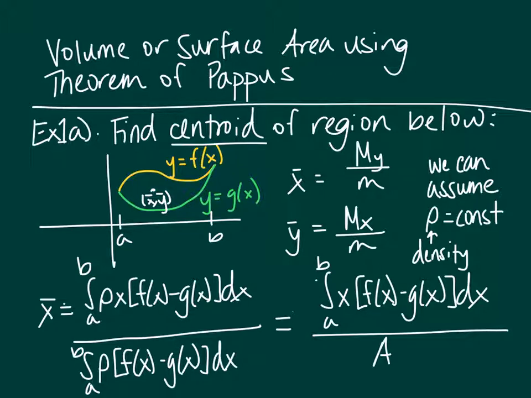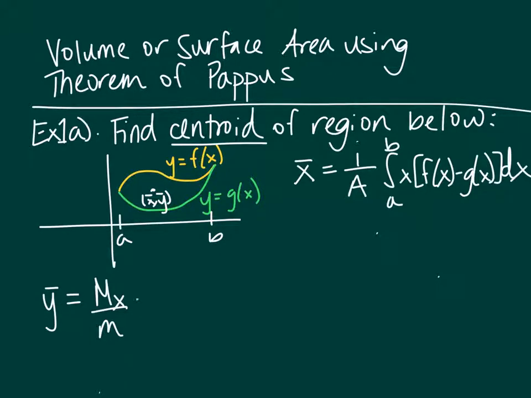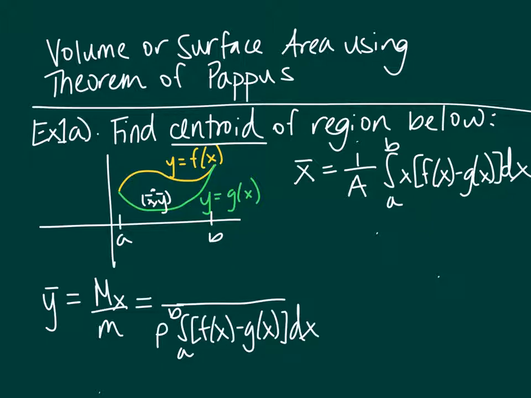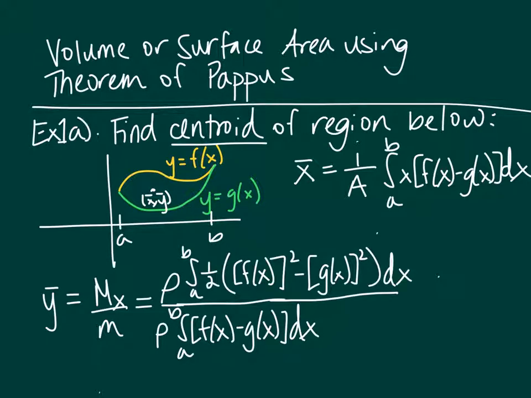And then we can do a similar thing with y bar. So let me just create some room here. My denominator is still going to be the same as what I had, my mass, and then notice you'll be able to pull the density out. And then my numerator is given by this, and again that was derived in class. And so again we can simplify this to 1 over the area and then just times what I have in the numerator.